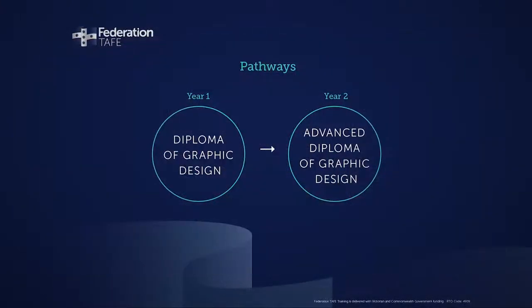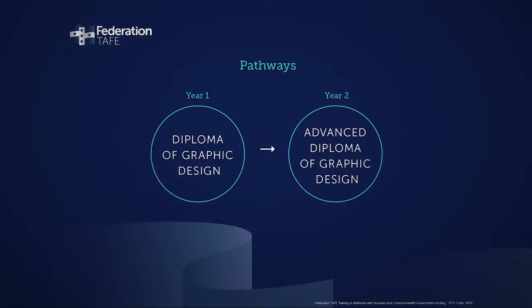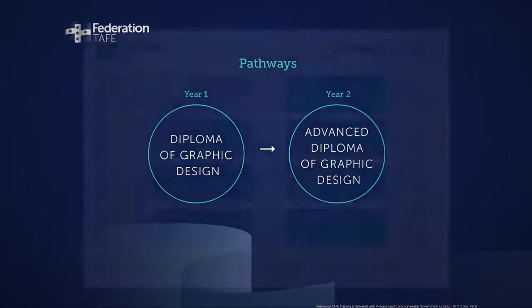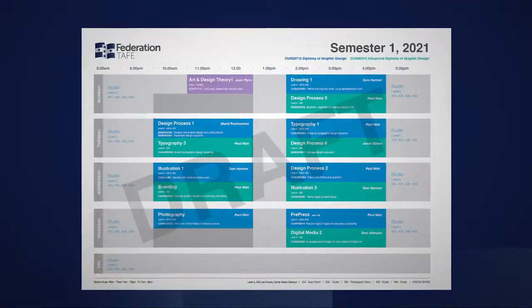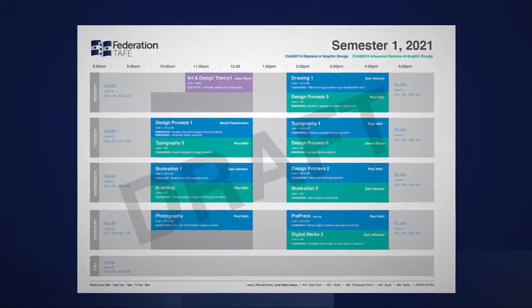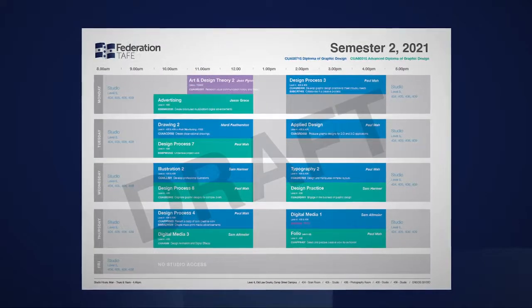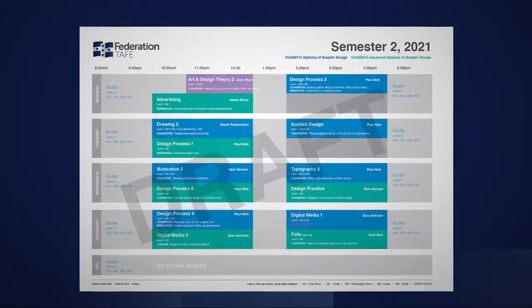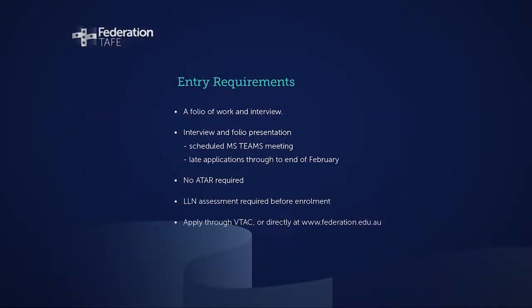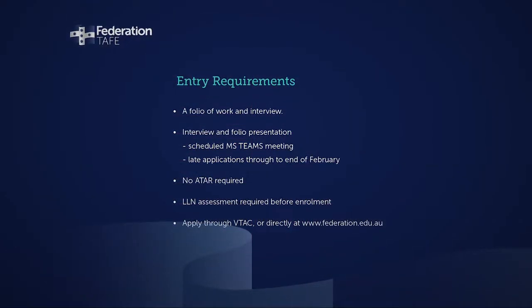We have the Diploma and Advanced Diploma of Graphic Design. Most students start in the Diploma and then pathway into our Advanced Diploma. Our timetables vary from year to year, but usually it's from Monday to Thursday from 9:30 till 4:30. If you're looking on the screen, you can see the blue is the Diploma classes and the green is the Advanced Diploma classes.